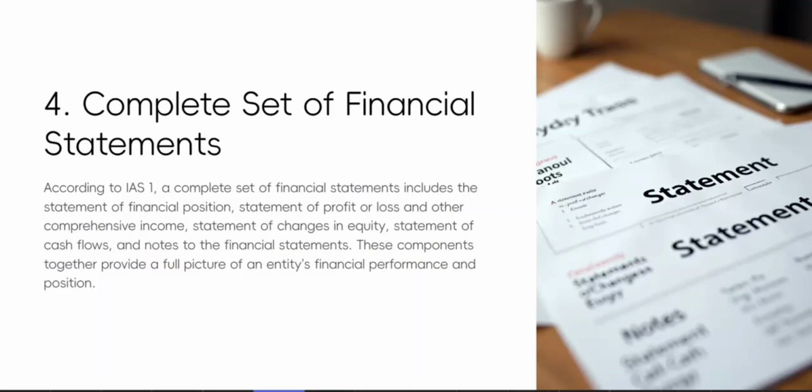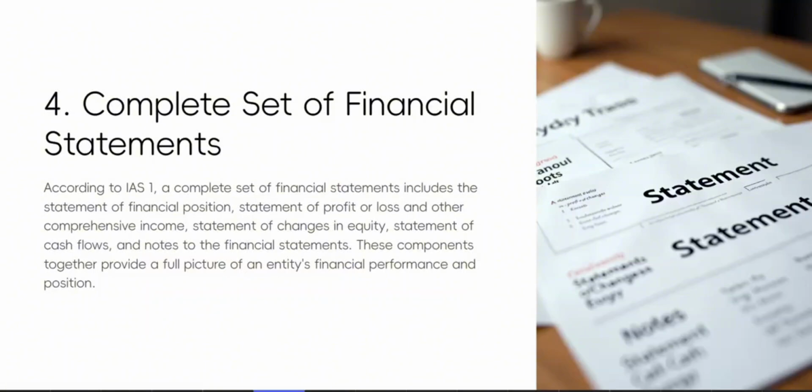Now, think of it like this: the balance sheet tells you what the company owns and owes. The income statement tells you how much profit it made. The cash flow statement shows how cash is moving. And the notes provide detailed explanation, right? So together they give a complete picture of the business.